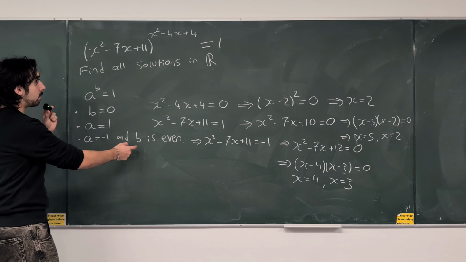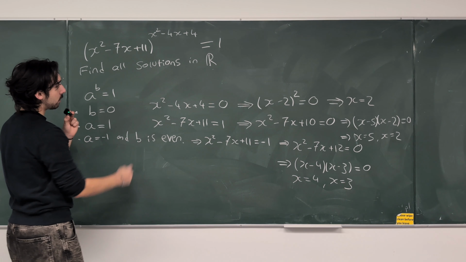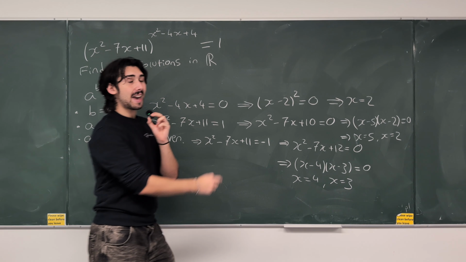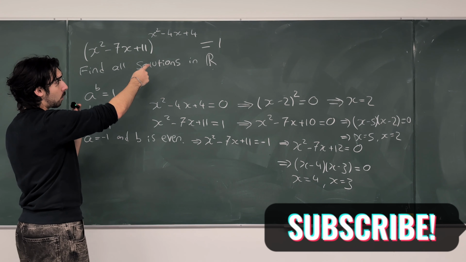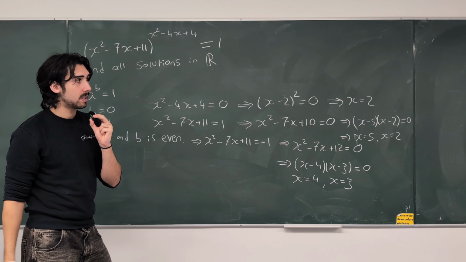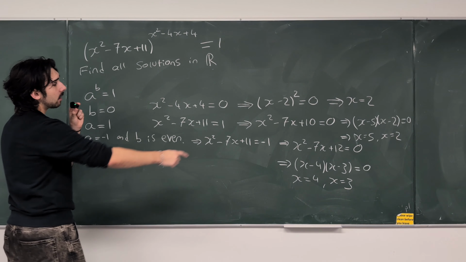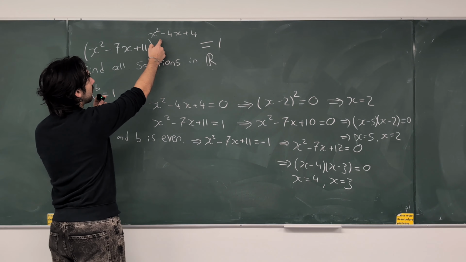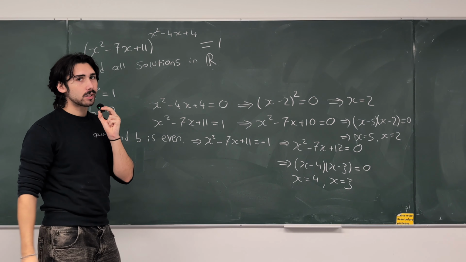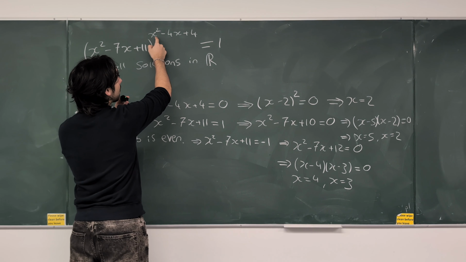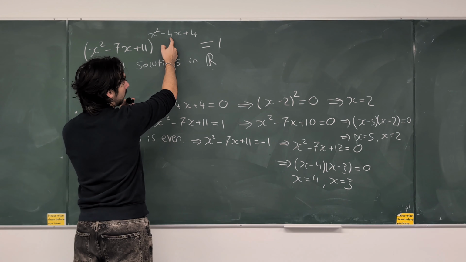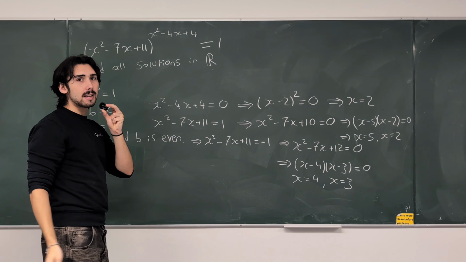Remember, we also need b, the power, to be an even number. Now, that doesn't mean that x has to be an even number, because we have to plug it into x squared minus 4x plus 4, and that needs to be even. Hopefully you can see that if we plug x equals 4 into the power, it will indeed give us an even number, because it's like an even number squared minus an even times an even number plus an even number. That's going to stay even.